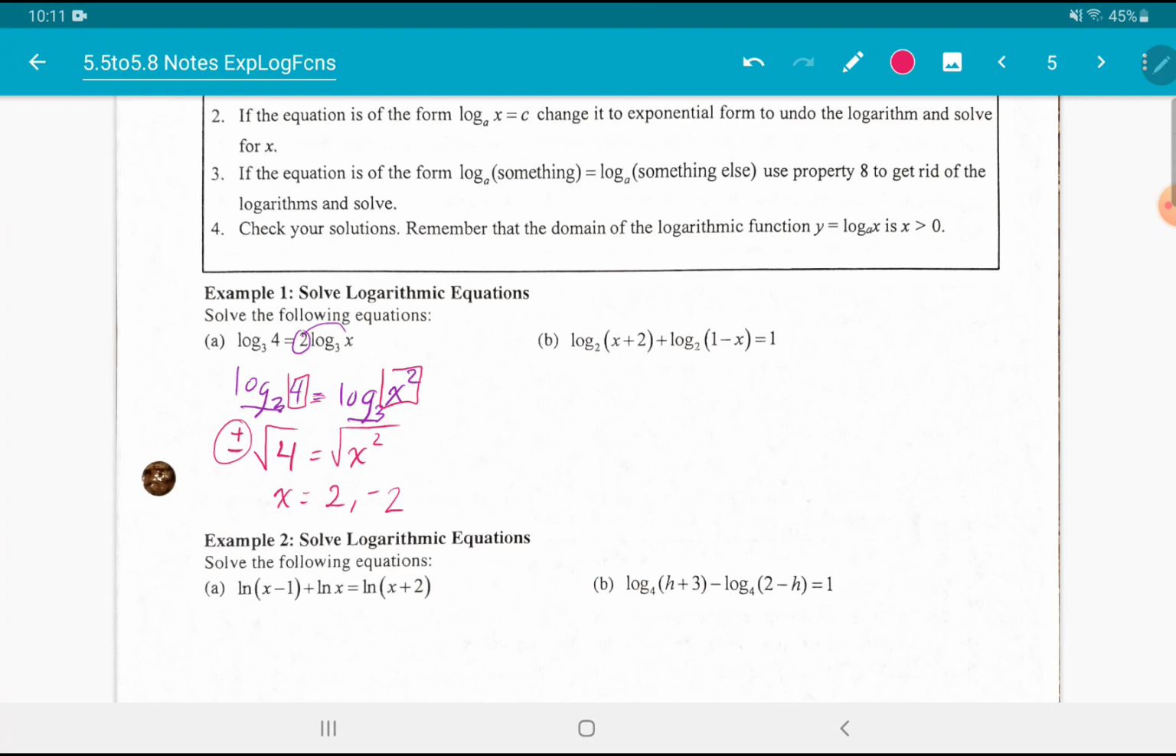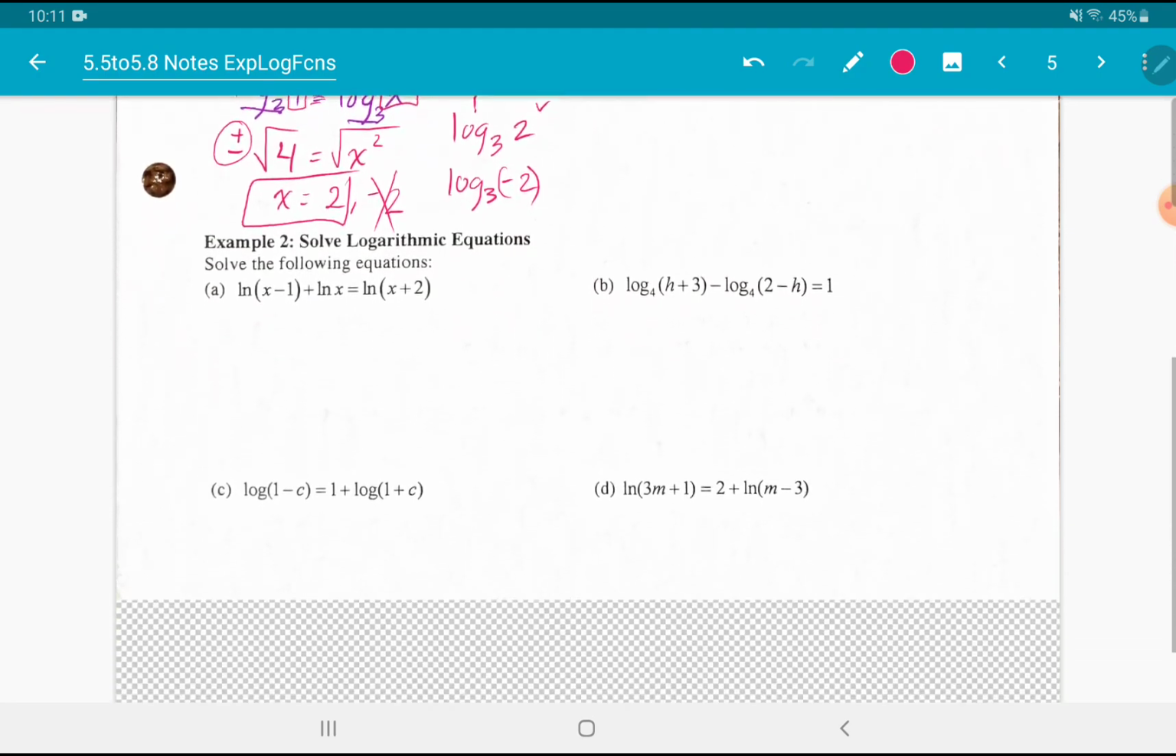Does that make sense? Can we have log base 3 of 2? Sure, we can have that. Can we have log base 3 of negative 2? One thing about logs is the graph, if you remember, we have an asymptote here. All of our x values always need to be positive, so this negative 2 is not going to work. We only have the answer of x equals 2.